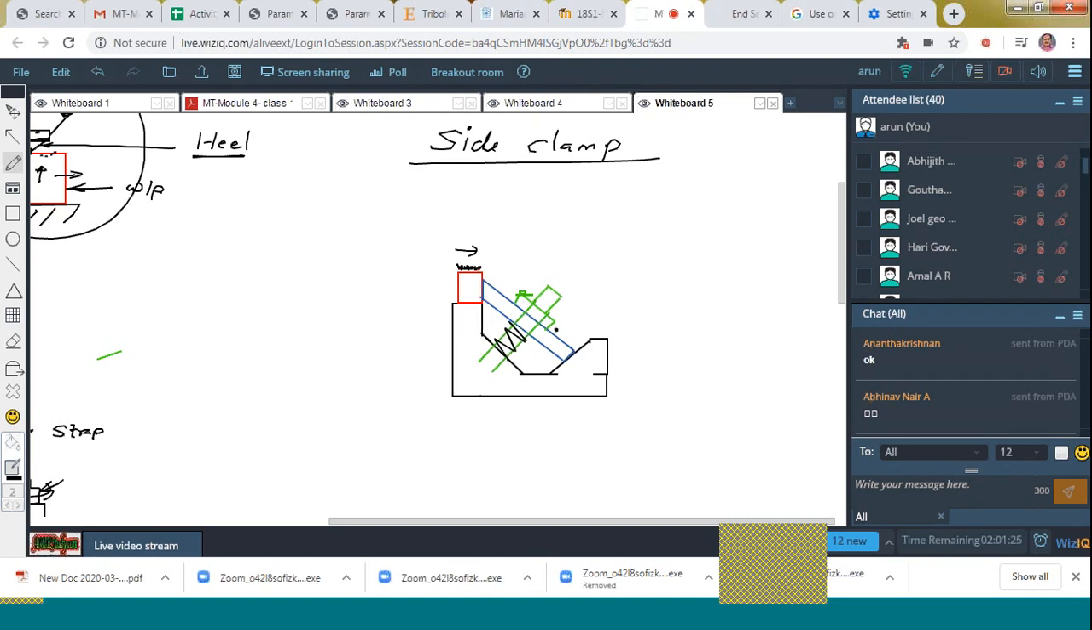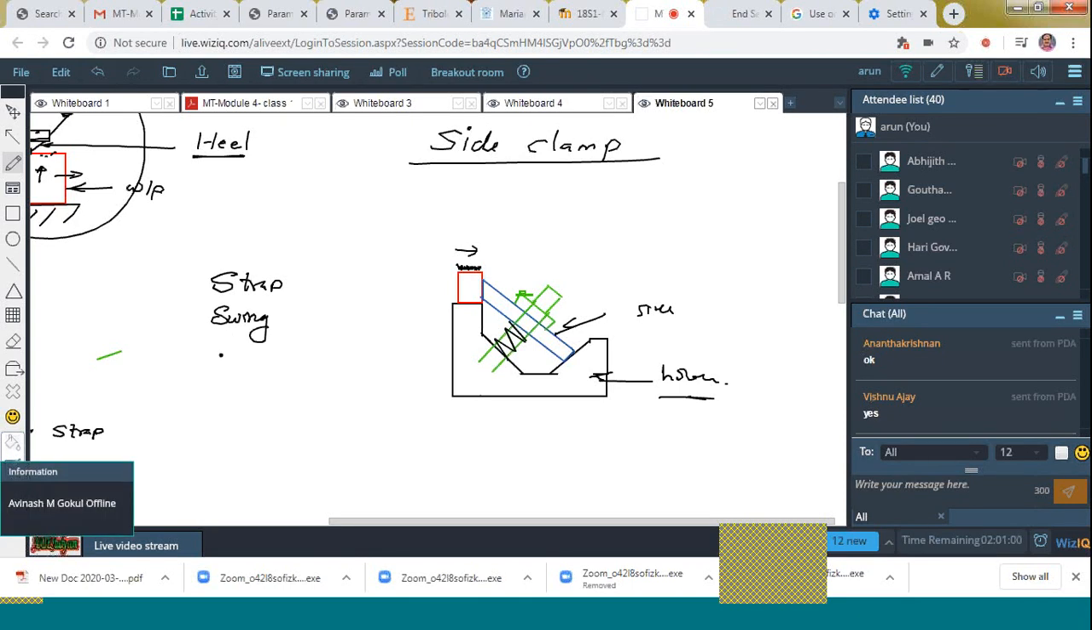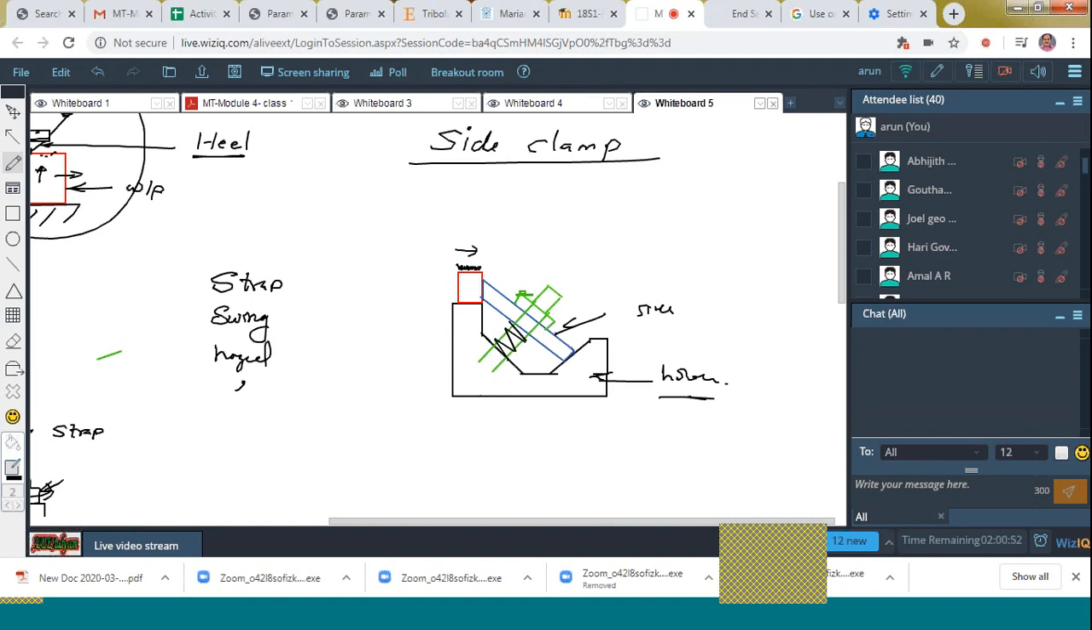Is it clear to all? This is the side clamp. And the remaining all these things are the holding devices. So these are the four types of mechanical clamps. Which are they? The strap clamp, the swing clamp, the hinge clamp, and the last one is side clamp.